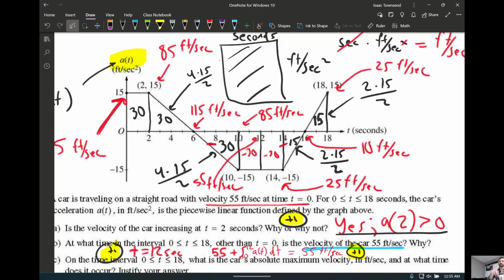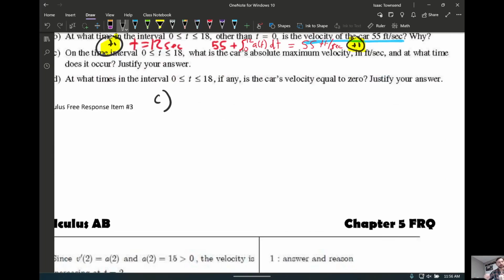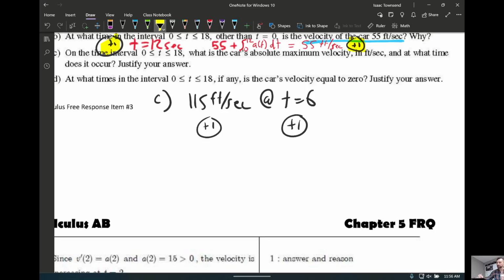Okay, at t equals 6, the max velocity was 115. So notice how I said make sure that each one of these, as I was calculating this area, you see how I was updating the velocity. So then at the end, all I have to do is look at all the different velocities I have. So I can quickly see what the biggest velocity was and where it occurred. So for C, I'm going to do C down here. For my answer, I would say it was 115 feet per second, and it occurs when t equals 6. They give 1 point for this, 1 point for this.